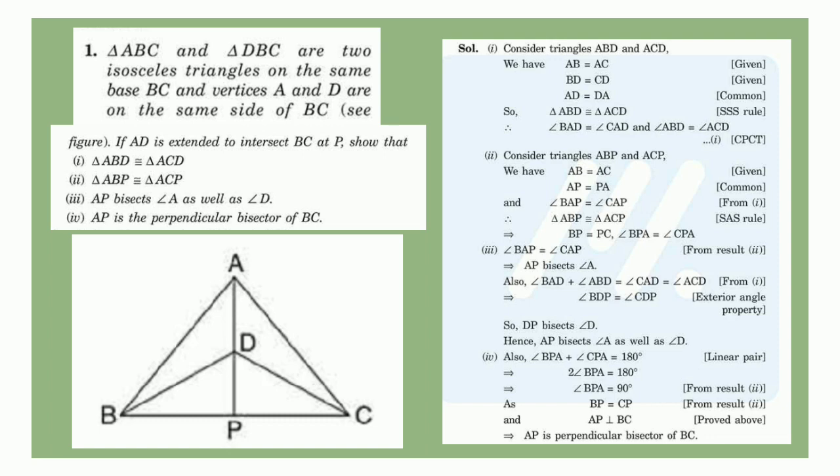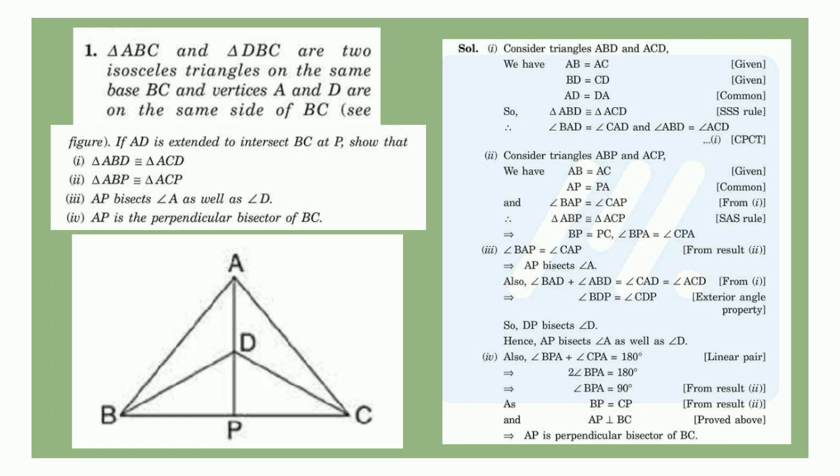Okay. Then subquestion C, AP bisects angle A as well as angle D. So here we already proved angle BAP is equal to angle CAP. What is the meaning? That means the line AP bisects angle A. Both angles are equal. So AP bisects angle A. So we need to prove AP bisects angle D.